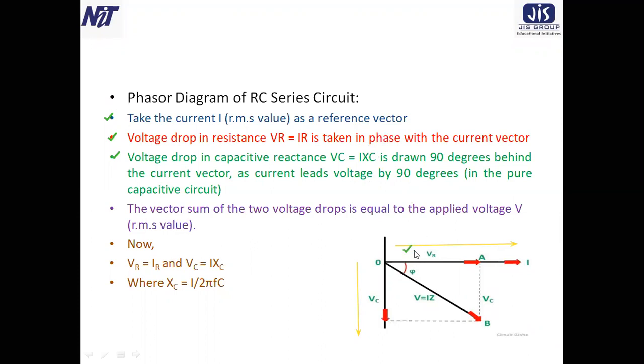Look, this is the VR vector. This one is the VC vector. Because if this part is the VC vector, this one will also be the VC vector. So the vector sum of VR and VC is equal to the applied voltage V.